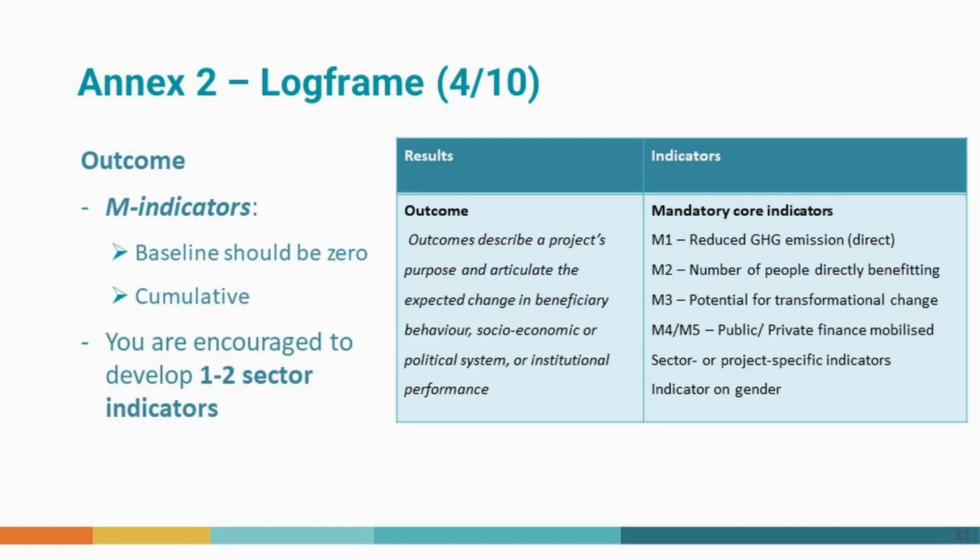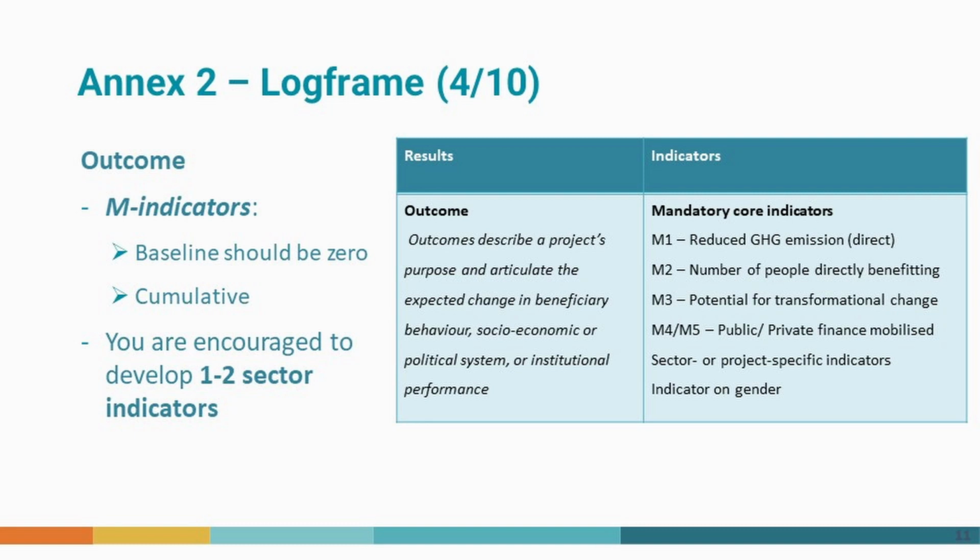Slide 4, Outcome. This slide shows the overall requirement for outcome, including outcome description in the first column and details on respective indicators in the second column. Outcome describes a project's objective and articulates the expected change in beneficiary behavior, socio-economic or political system or institutional performance. To measure the success of outcome, performance indicators have to be developed and monitored.